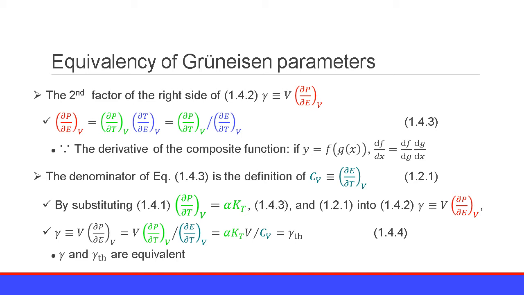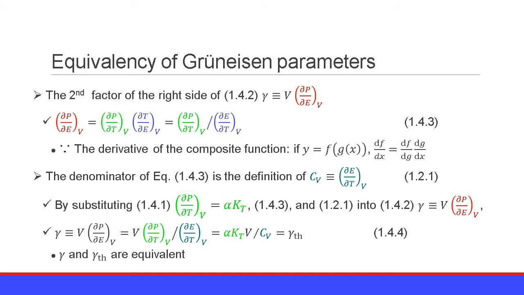Then this factor, the partial derivative of the temperature with respect to the internal energy at constant volume V, is the reciprocal of the partial derivative of the internal energy E with respect to the temperature T at constant volume V. Therefore, this formula is equal to the partial derivative of pressure P with respect to the temperature T at constant volume V divided by the partial derivative of the internal energy E with respect to the temperature T at constant volume V.